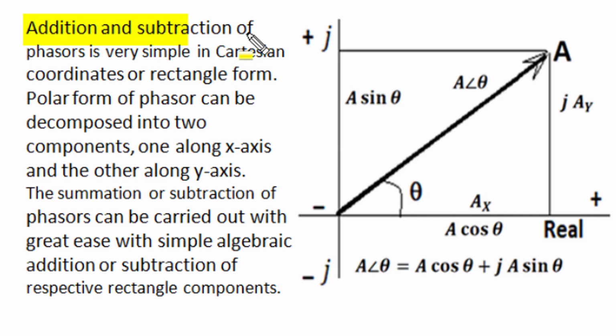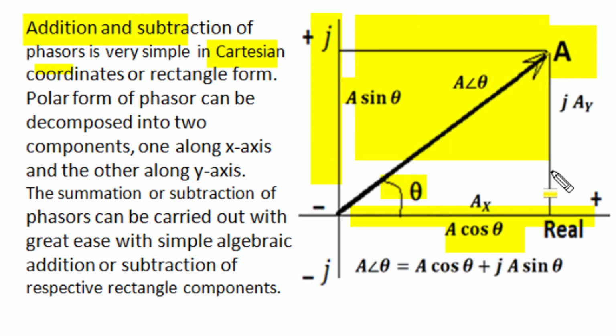Addition or subtraction of sinusoidal quantities in phasor representation becomes very simple in Cartesian coordinate form or rectangle form, and for that the polar magnitude and angle are decomposed into the real horizontal active component ax as A cos theta and the vertical imaginary or reactive component as A sin theta. For summation or subtraction, we calculate all real components together, all imaginary components together, and finally the resultant real and imaginary components, using Pythagoras, will give us the magnitude of the sinusoidal result, and trigonometry in this right angle triangle gives us the phase angle of the resultant sinusoidal quantity.